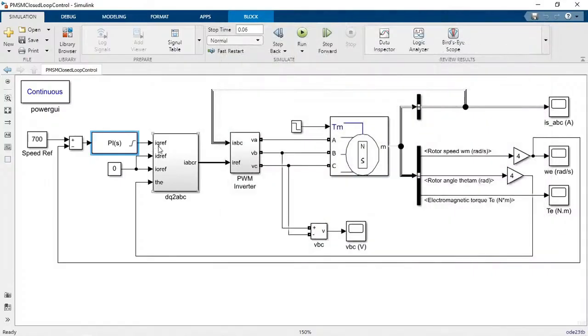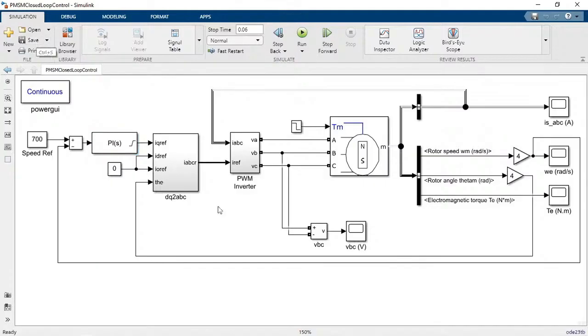Once you get the IQ reference, this is called the IQ reference, and then ID and I naught we take as 0. For simulation purposes we can take them as 0, but in real time applications the theta value and this reference we have to get from the resolver component which is available with the motor. The manufacturer will give you those details.